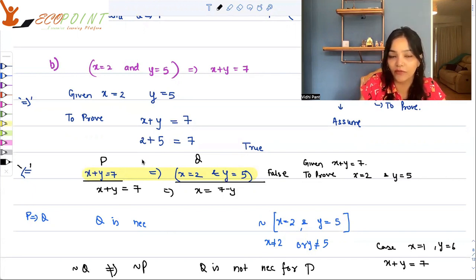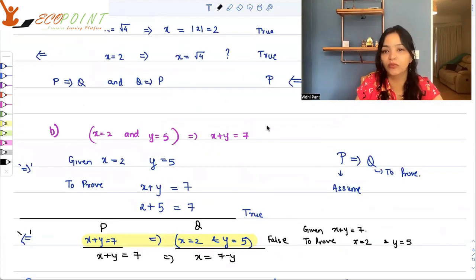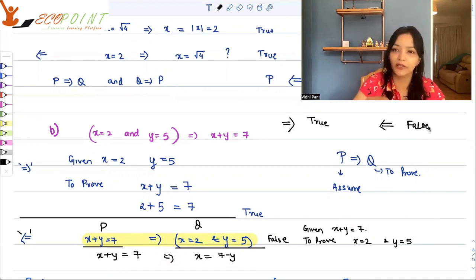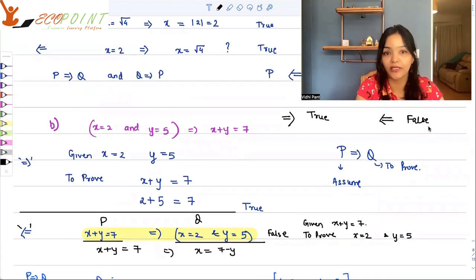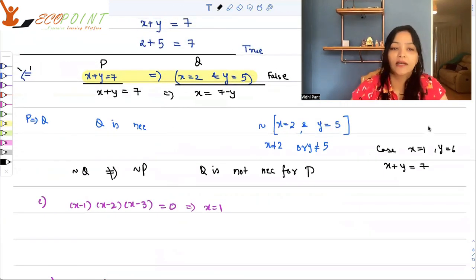By the way, your PQ was this here. Okay. It was a converse statement that we were looking at. So I'm talking about the converse. The converse doesn't hold true. Okay. So your original statement is true, and let me just write it up here. This is true. But the converse is false, because many other combinations of x and y can also be generated.